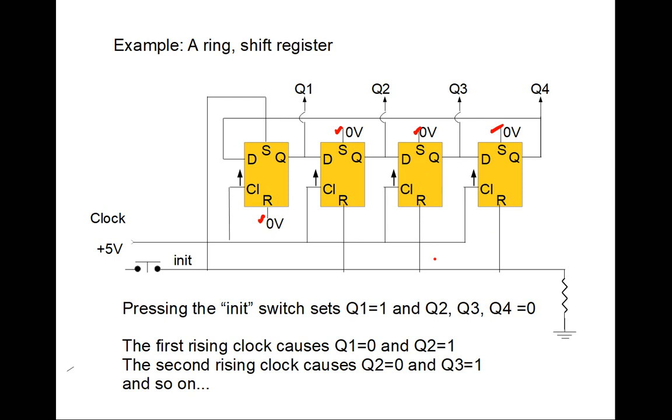The reset line, or the initialization line, is running to this reset, this reset, this reset, and it comes up and runs to this set. So with the initialization, when we push this initialization button, we set this flip-flop and reset the other 3. So we get a 1, 0, 0, 1 when we initialize it.